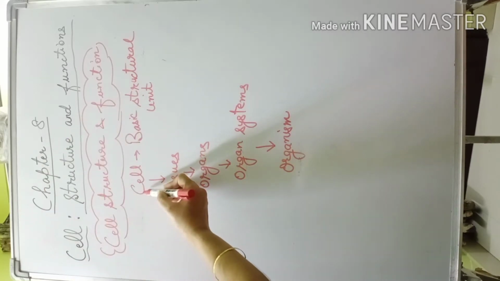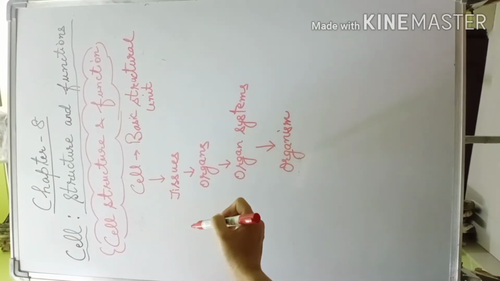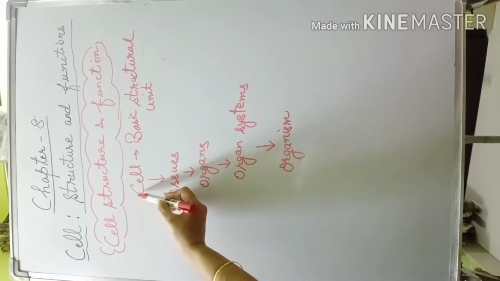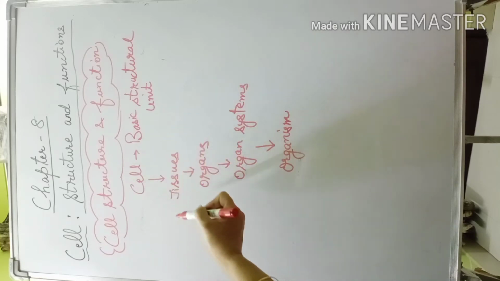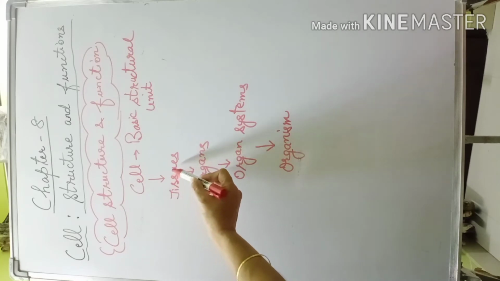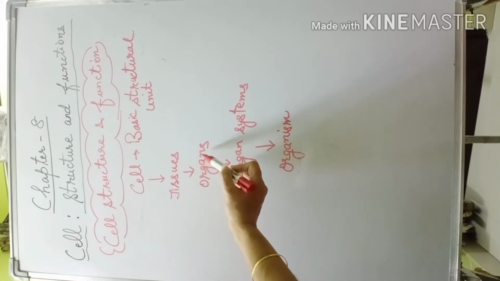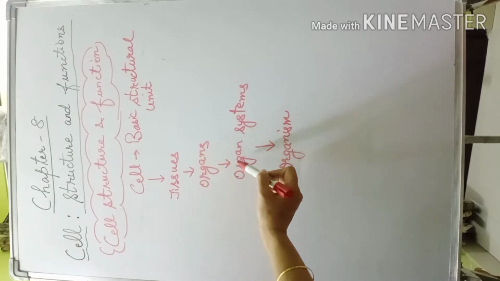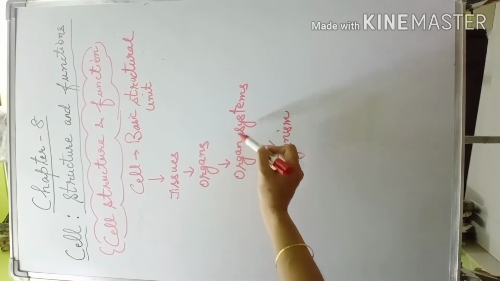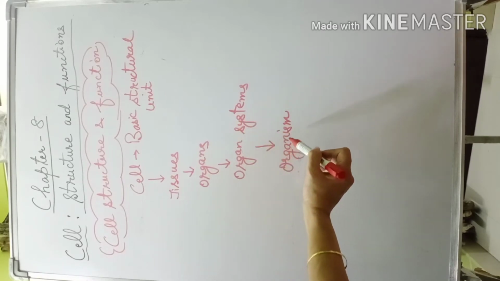You know that the cell is the basic structural unit of a living organism. A group of similar cells, when they join together, form tissue which performs a particular function. A group of tissues join together to form an organ which has a specific function. Different organs make organ systems, and the organ systems join together to form a complete organism.